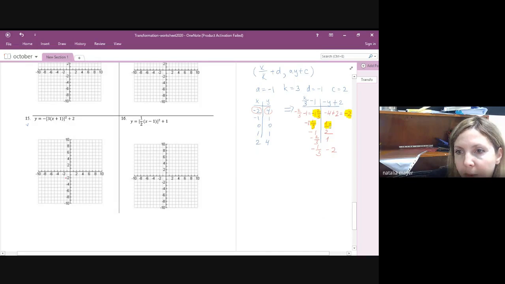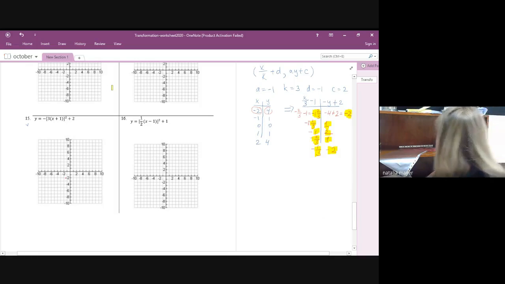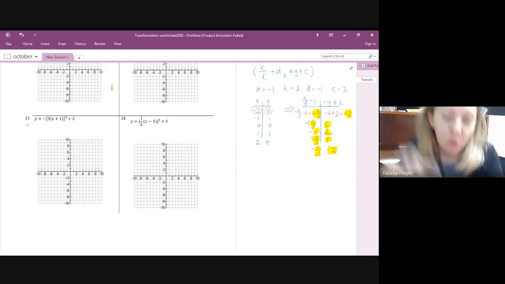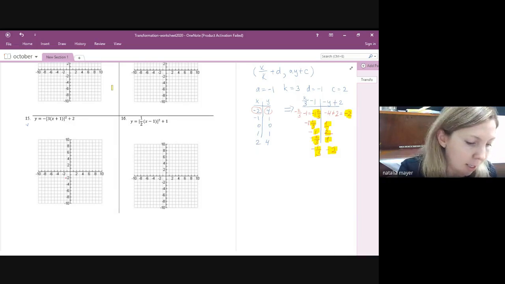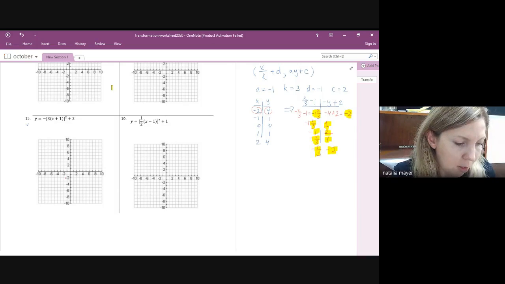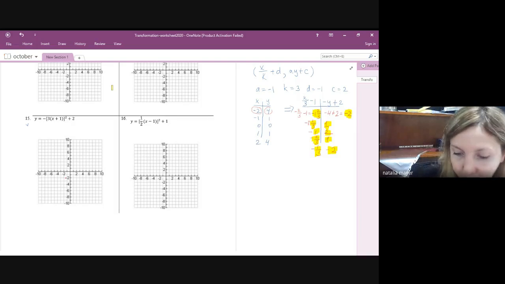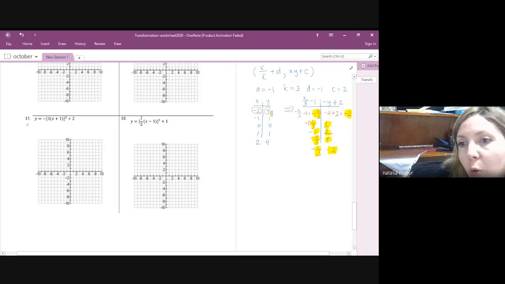I got 5 new ordered pairs, which I will just need to plot on the graph in order to have the graph of the new parabola. Okay, I just want to verify. So for 2 over 3, I think I made a mistake. So for 2 over 3, we should approximate it as 0.6.